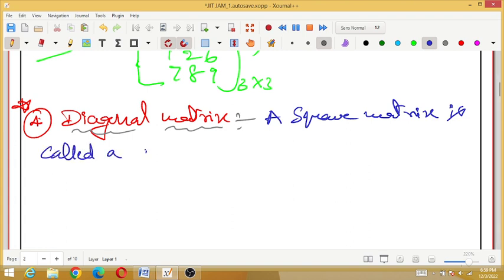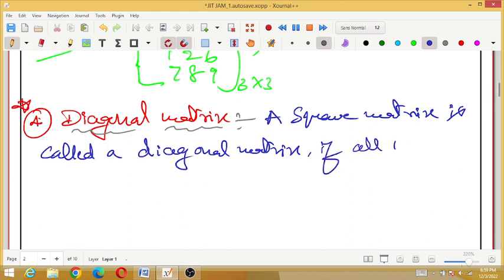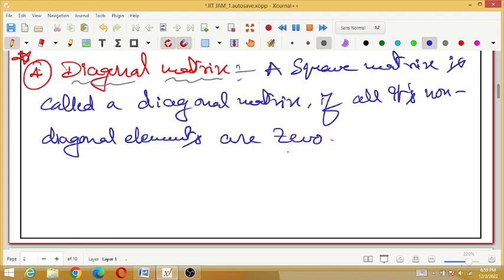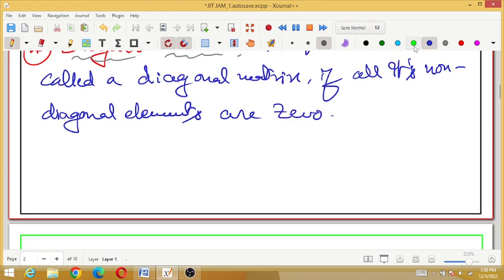if all its non-diagonal elements are 0. Except the diagonal elements, the remaining elements are 0. That is called a diagonal matrix.